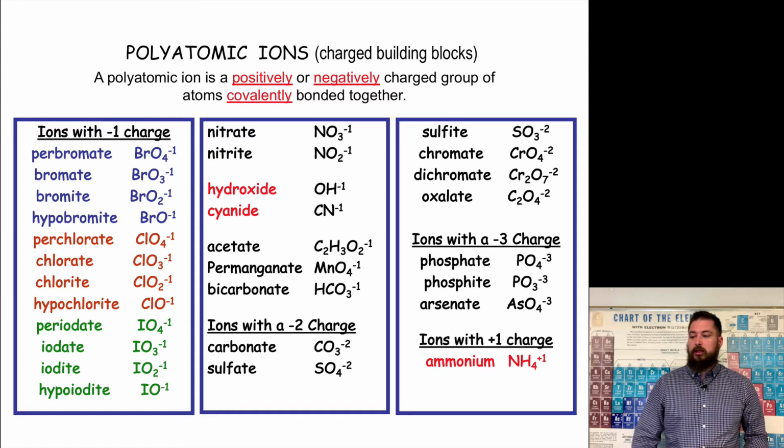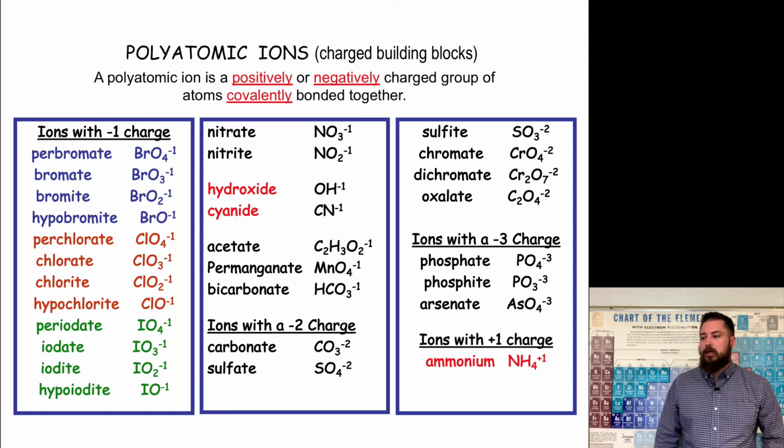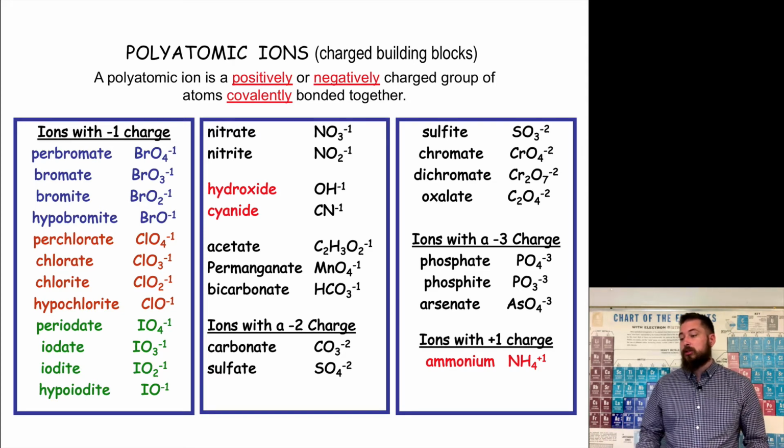Notice the third column, the very top is sulfite, that's SO3 2 negative. And so some of them have 2 negative charges. Some of them have 3 negative, some have 1 negative. And then we have ammonium. Ammonium is NH4 1 positive. So again, a polyatomic ion is a positively or negatively charged group of atoms that are covalently bonded together.